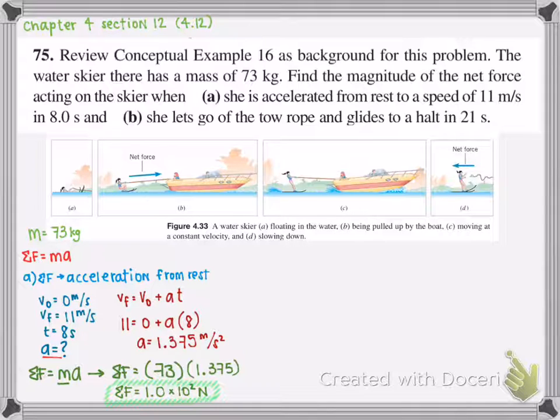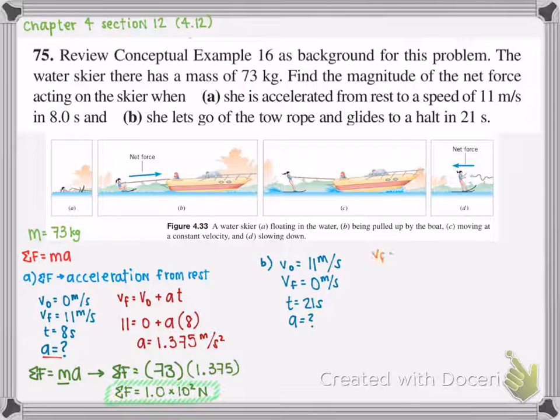Now, let's solve for B. They're asking to find the magnitude of the net force when she lets go of the tow rope and glides to a halt in 21 seconds. So, since she lets go of the tow rope, we know that the initial velocity is 11 meters per second, which she was initially going. And then the final velocity would be 0 meters per second because she glides to a halt in 21 seconds, which is the time. So, we have to do the same process. We need to find the acceleration in order to find the net force.